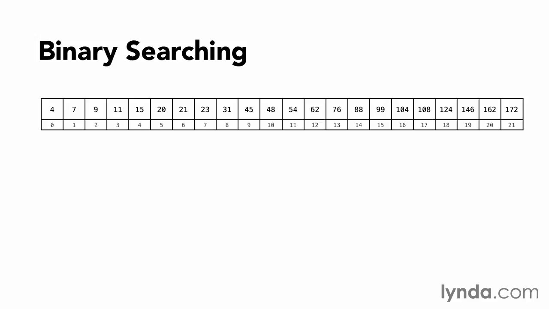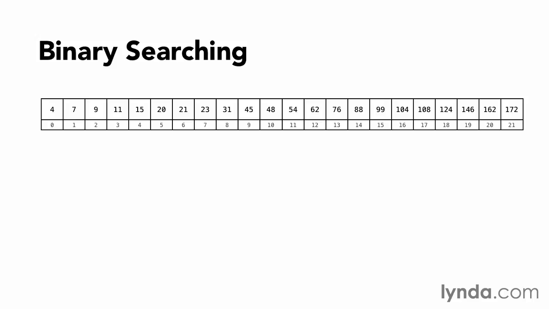Imagine we have an array of integer values. Now, this could be strings, could be anything, as long as the values are ordered. And I want to know if the value 99 appears somewhere in this array. Again, with a linear search, I would begin at the first element and I would check every single value. But a binary search is different.